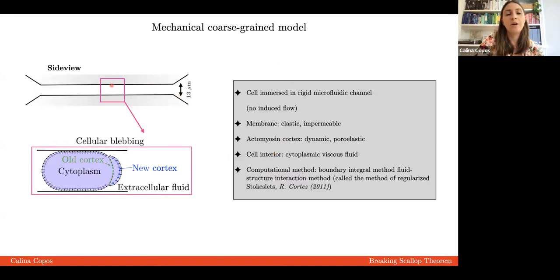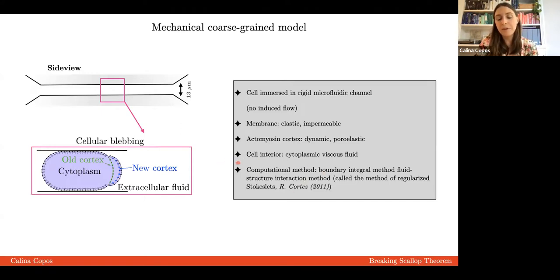Okay, so in our model, we not only have the cell, but it's also placed in a channel. So it's placed in a microfluidic channel. There's no induced flow or background flow. There's no pressure gradient across the channel. The cell is modeled as these two elastic structures. One's called the membrane, the other one's called the actin-myosin cortex. I will simply refer to it as the cell boundary together. And the cell interior is just fluid. It's the same fluid as the exterior fluid. They have the same viscosity.